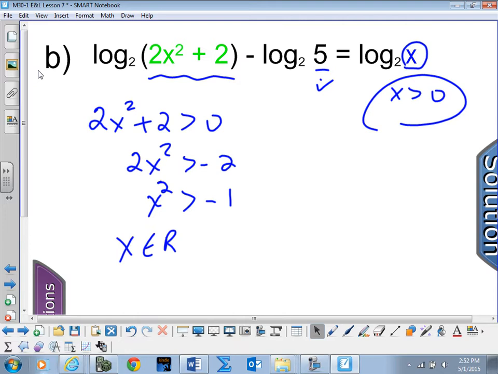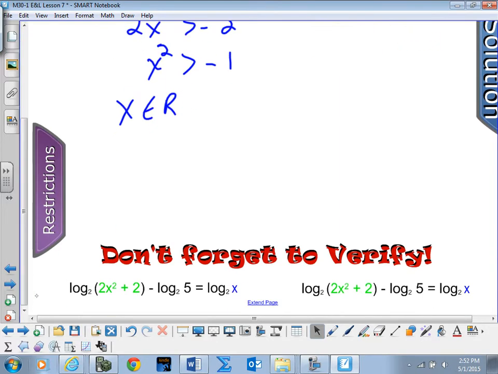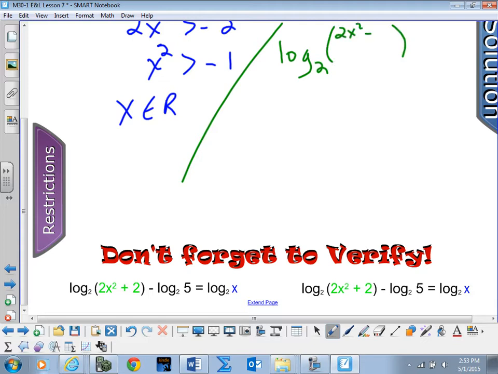All right, how are we going to solve this? Again, we have two logs on one side, but not equal to a constant, equal to another log. All right, well, we can still use our laws of logs and combine the two on the left. Okay, let's go down here, and I'm just going to rewrite the problem right here. And because it's subtraction, I'm going to write it like this, plus 2 over 5 equals log base 2 of x.